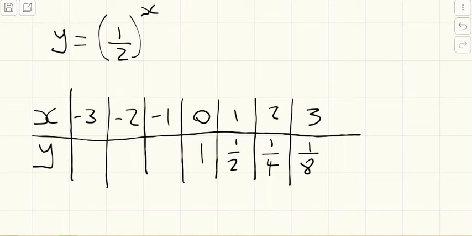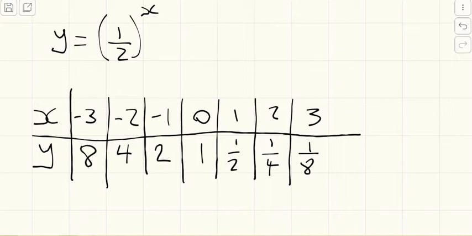If it's -1, then remember from laws of indices, that's the reciprocal, so that's just 2. If it's -2, then that's the reciprocal and squaring, so that becomes 4. And if it were -3, it becomes 8.